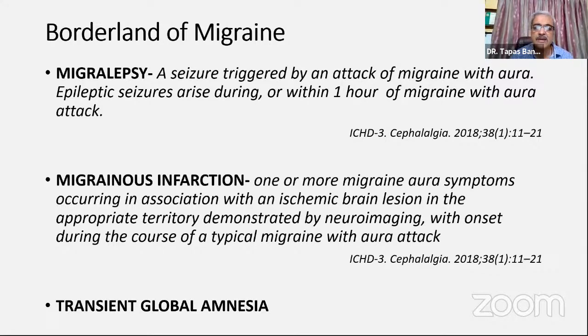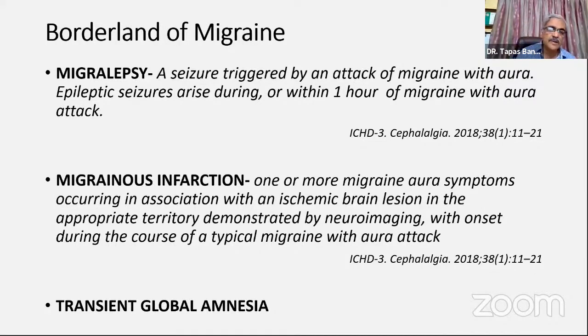And there's migrainous infarction. By definition, one or more migraine aura symptoms occurring in association with an ischemic brain lesion in the appropriate territory, demonstrated by neuroimaging, with onset during the course of a typical migraine with aura attack. So migraine, aura, and then they have this stroke. Where would you like to put it? So these are the borderlands.